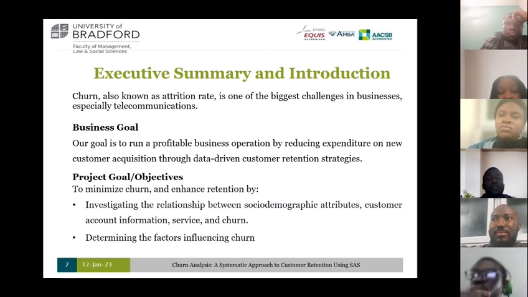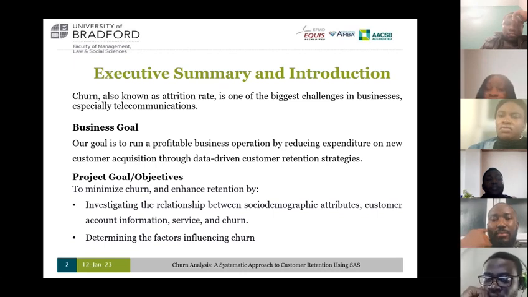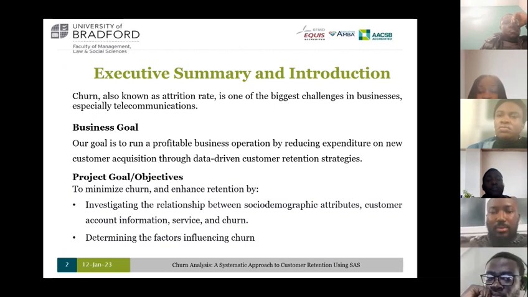The goal of our business is to run a profitable business by minimizing the expenditure on acquiring new customers, and we'll be doing this through data-driven retention techniques. Our project objective is to reduce churn and in turn increase retention by finding out how social demographic characteristics, customer details, and others relate to one another.